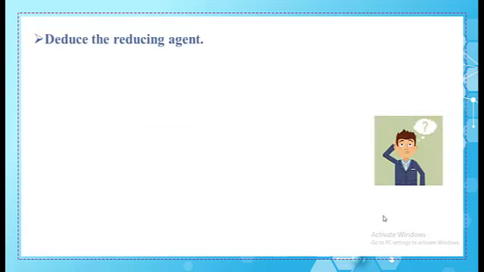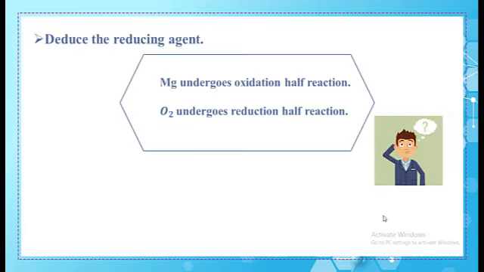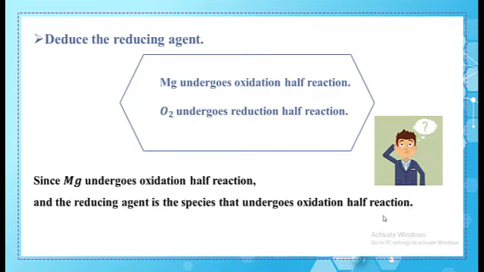Deduce now the reducing agent. So the reducing agent is the species that undergoes oxidation half reaction. So here Mg undergoes oxidation half reaction, and here you take marks. And the reducing agent is the species that undergoes oxidation half reaction, and you take marks here. Then Mg is the reducing agent.